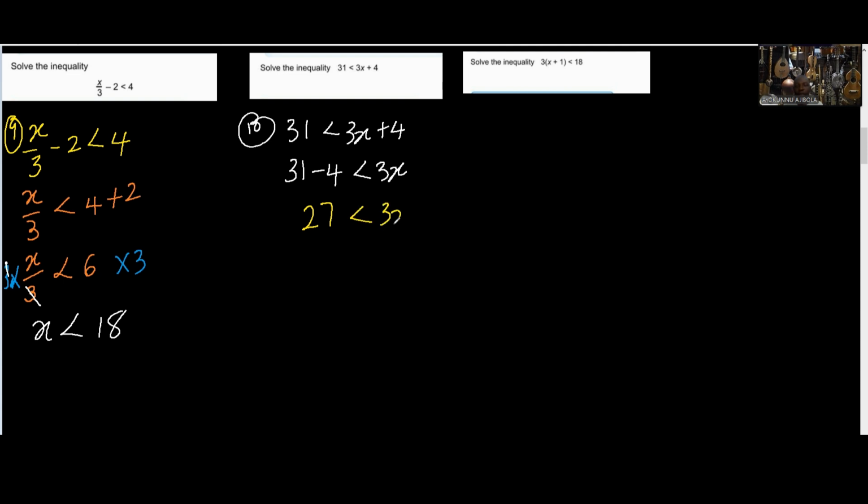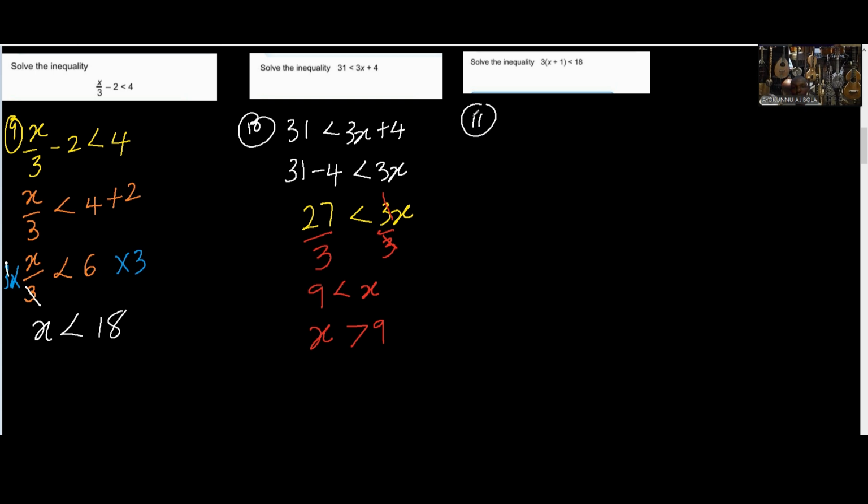27 less than 3x. So you divide both sides by 3. This divided by 3 is 9, and 3 will cancel 3. Then you have 9 less than x, which means x is greater than 9. So if 9 is less than x, it means x is greater than 9.